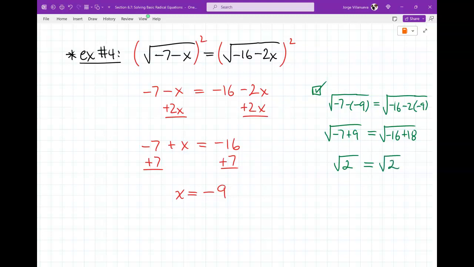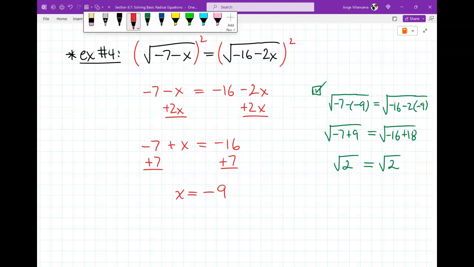So radical 2 equal to radical 2, that looks right to me, right? The same thing. So that means that x equal to negative 9 works. Okay? So as long as I get the same answer on both sides, I should be good.